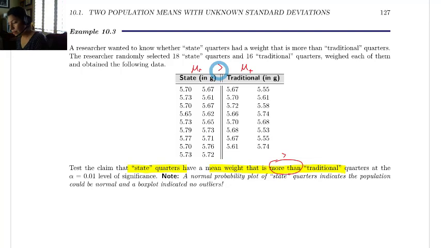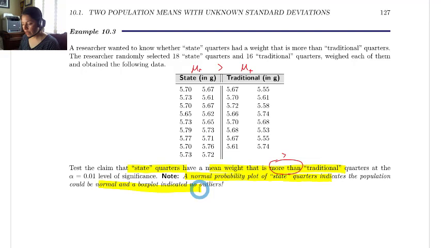Okay, so the nice thing about this one is that a normal probability plot of state quarters indicates the population could be normal and no outliers. So what's good about this is that they're giving us the fact that the normal probability plot indicates the population could be normal, and so therefore we don't really need to do any extra, because anytime we were given raw data in which samples were less than 30, we had to do those normal probability plots and the box plots, right? So again, the preliminaries always have to be met no matter what.